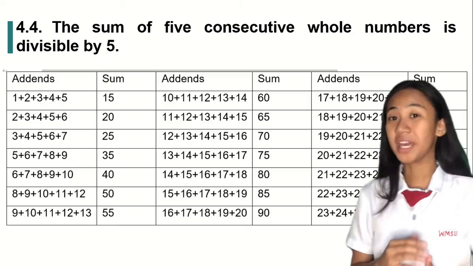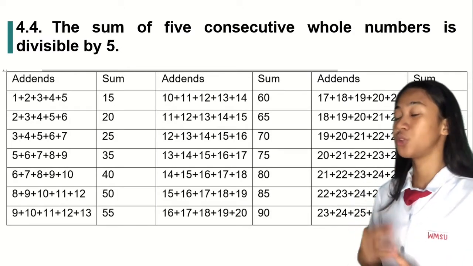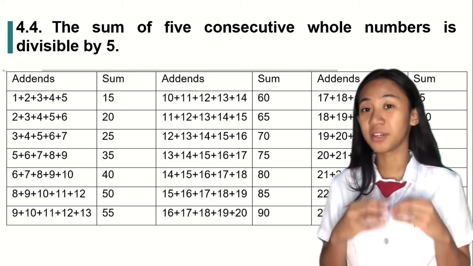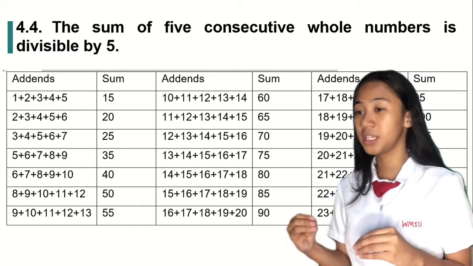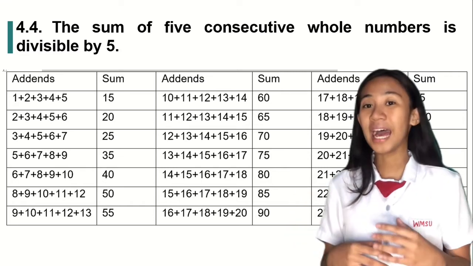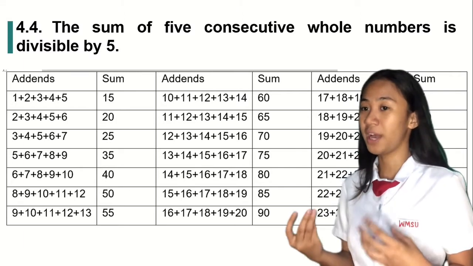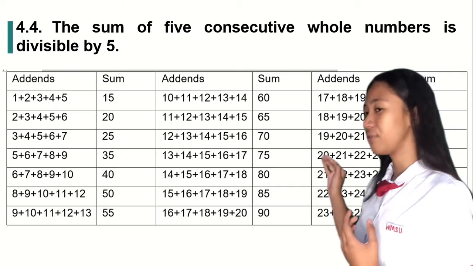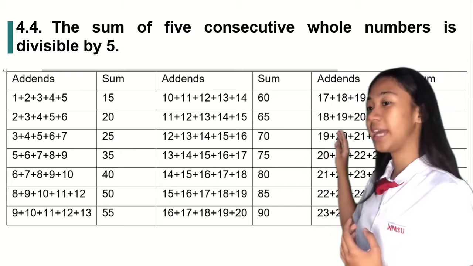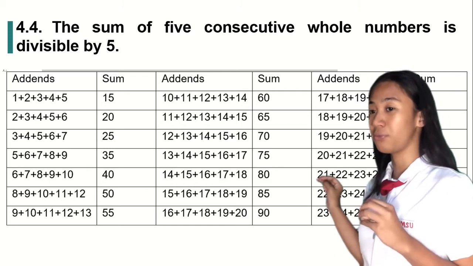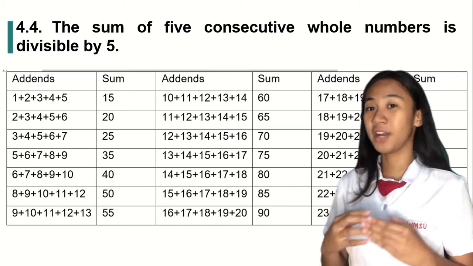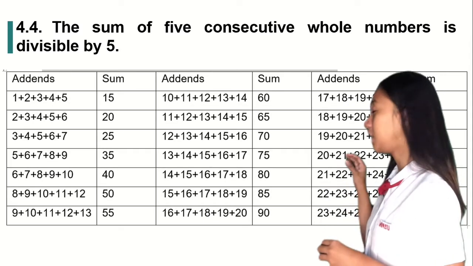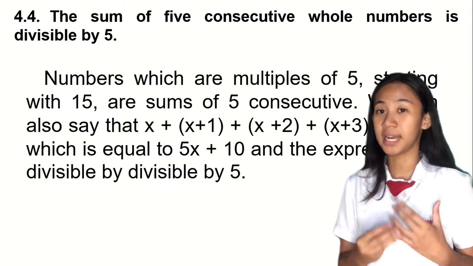Continuing, we now have our table 4.4. The sum of 5 consecutive whole numbers is divisible by 5. If you add 5 consecutive counting numbers, we will have a number that is divisible by 5. Let's see in our table, we have here 15 as the sum of 1, 2, 3, 4, 5, and then 20, 25. As you can see in our table, they are all divisible by 5. That means you can divide your sum by 5. Numbers which are multiples of 5, starting with 15, are the sum of 5 consecutive numbers, as I said earlier.